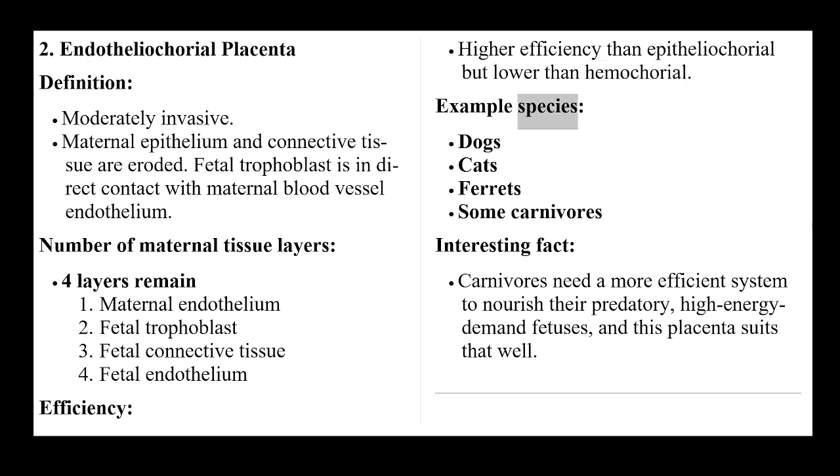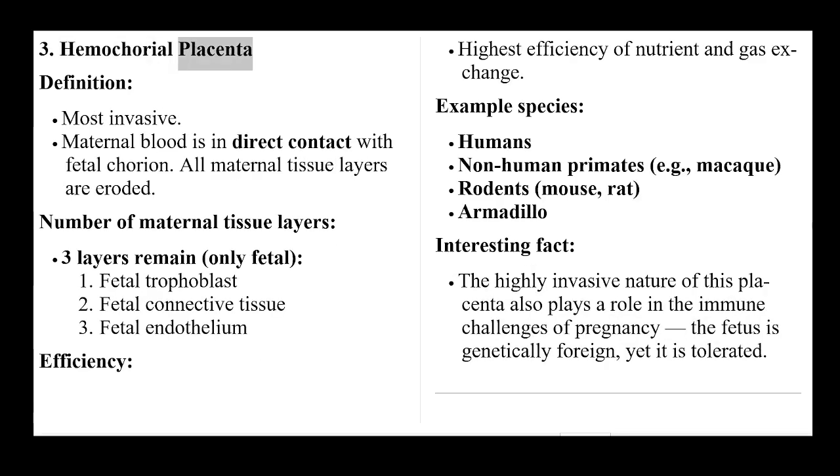Example species: dogs, cats, ferrets, some carnivores. Interesting fact: carnivores need a more efficient system to nourish their predatory, high-energy demand fetuses, and this placenta suits that well. 3. Hemochorial placenta. Definition: most invasive. Maternal blood is in direct contact with fetal chorion. All maternal tissue layers are eroded.